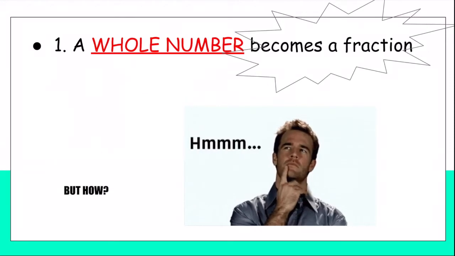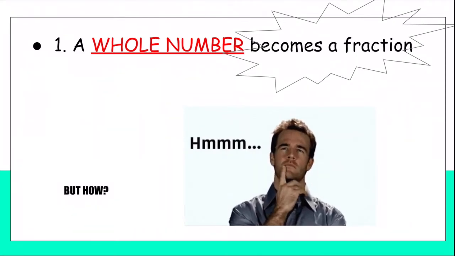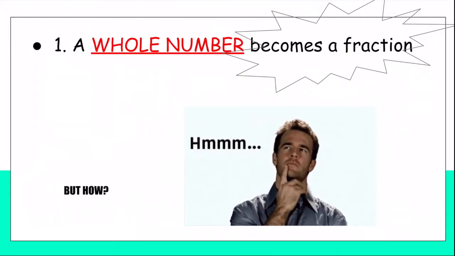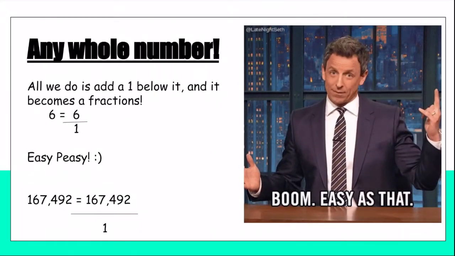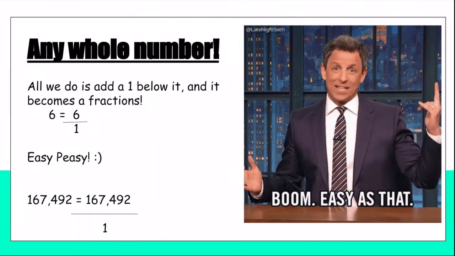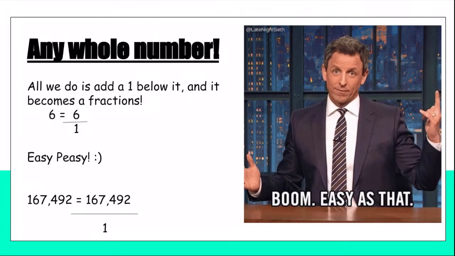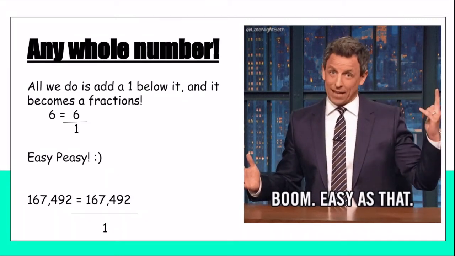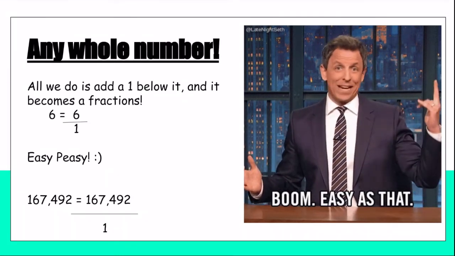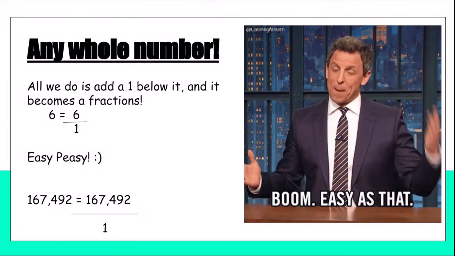First thing we need to know is that a whole number needs to become a fraction. What? But how, you may ask? I wonder. Well, all we do to make a whole number become a fraction is we add a 1 below it. Then it becomes a fraction.